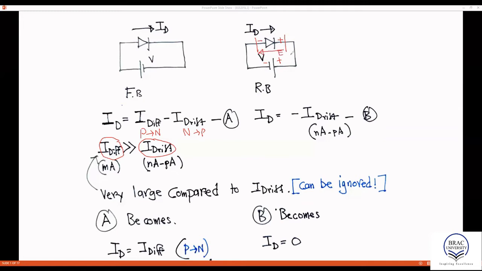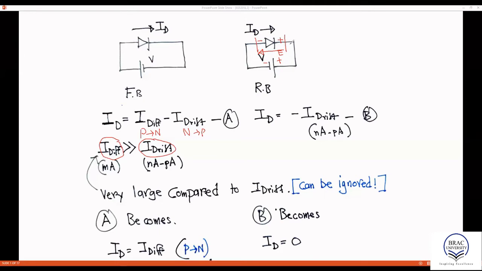internal electric field becomes even bigger than in equilibrium conditions, which means there is no diffusion current, because the chance of diffusion of holes from P side to N side is smaller than it was in equilibrium or open circuit condition. So we don't have any diffusion current.